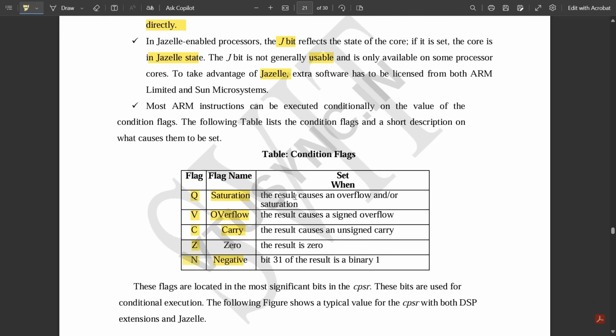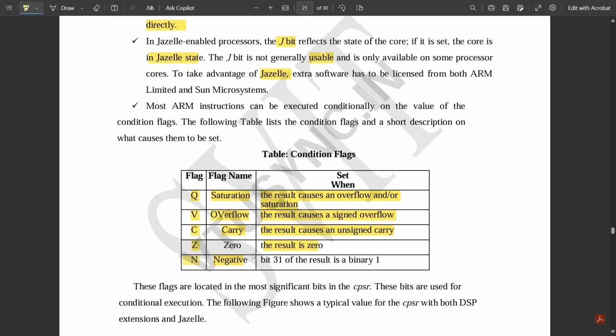For Q, the saturation flag, it is set when an overflow or saturation happens. V, the overflow flag: the result causes a signed overflow. C, the carry flag: the result causes an unsigned carry. Next is Z: while processing, if we get the result as 0, then the zero flag is updated to 1.